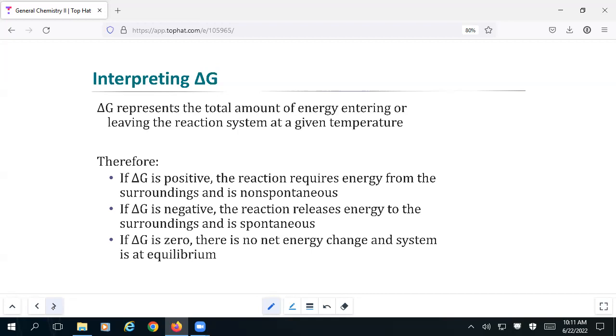And if delta G is equal to 0, then what we are seeing is no net energy change. If there is no net energy change, that means that we've got a reversible reaction going on. We've got a system at equilibrium. Both reactions are running equal and opposite to each other at the same time.